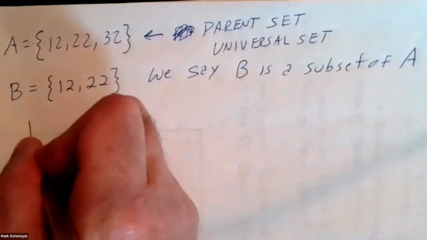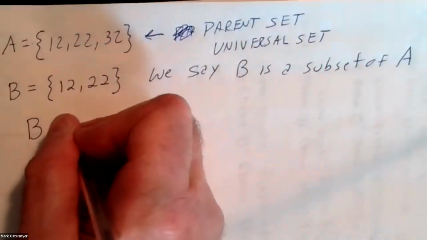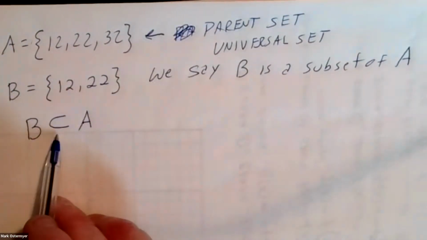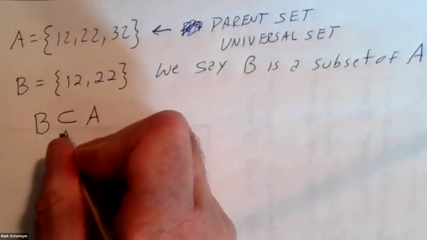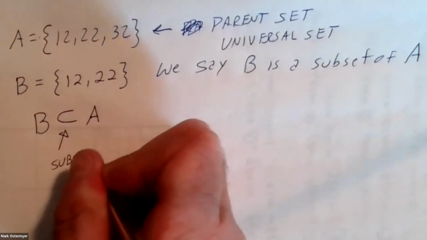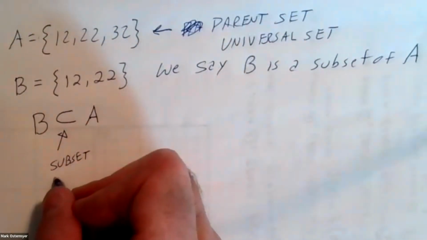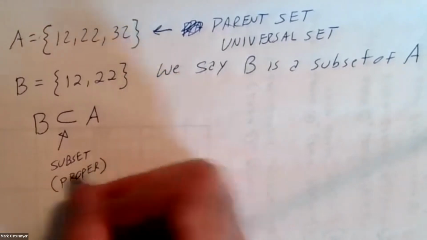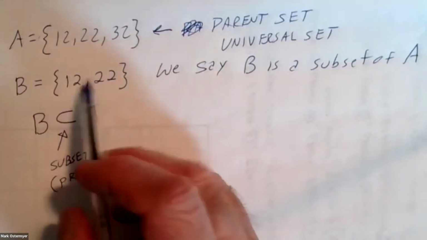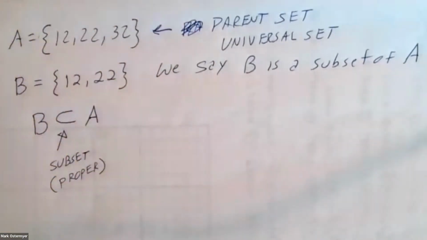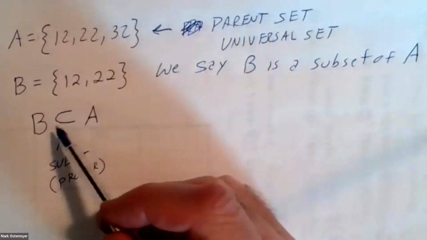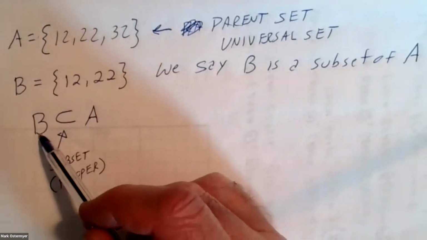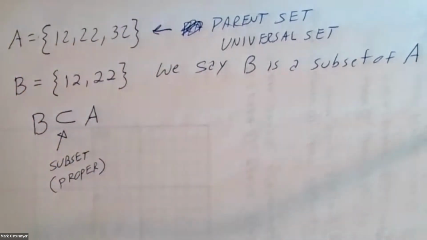And we would denote that symbolically, we would represent it this way. This is saying that B is a subset of set A. And this happens to be a proper subset. We say B is a proper subset of set A because its cardinality is less than the cardinality of set A. So in other words, every element in set B also belongs to set A. That's why we say set B is a subset of set A.